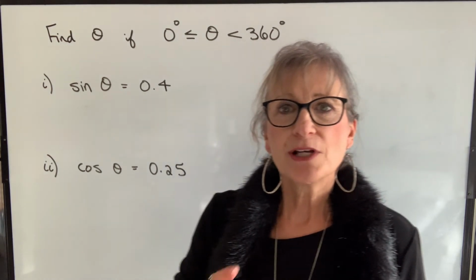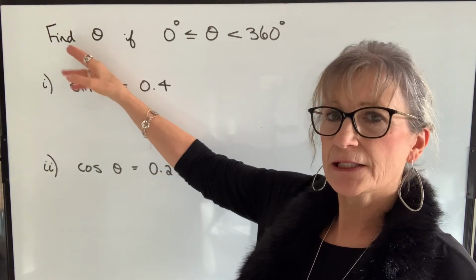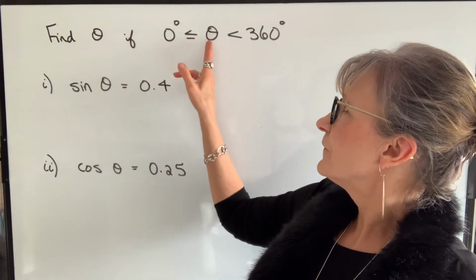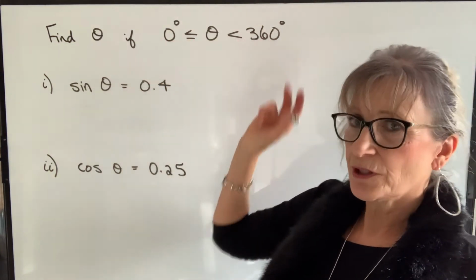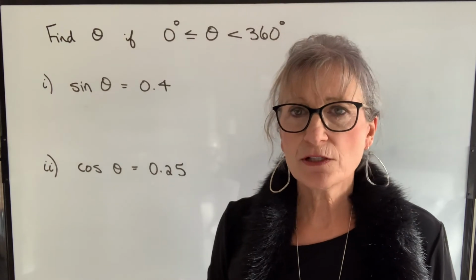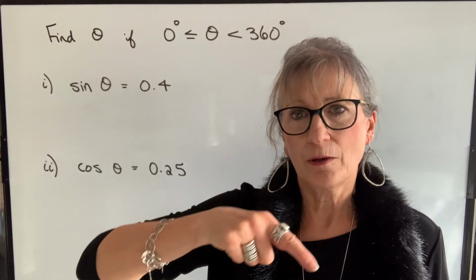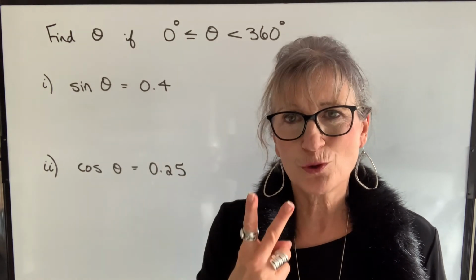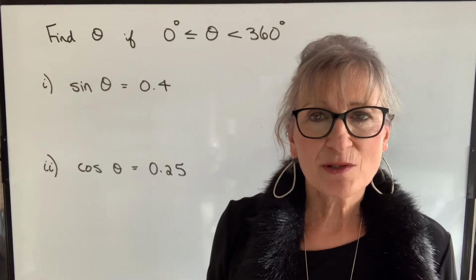However, you're now getting to questions where you might see something like this. It says find theta if theta is greater than or equal to 0 degrees, but less than 360 degrees. So when you see a question like that, understand they're asking you in the whole 360 degrees, what are the two possible answers? So we're going to start off the same way we did before.